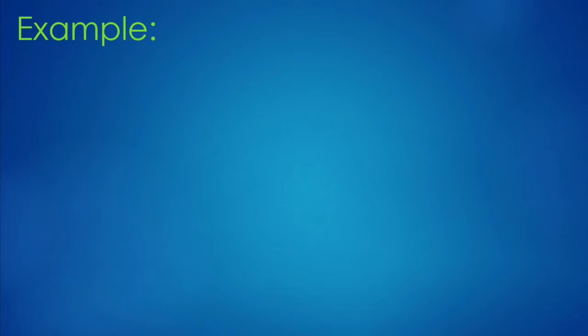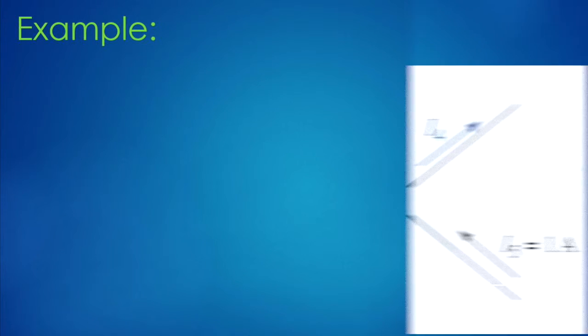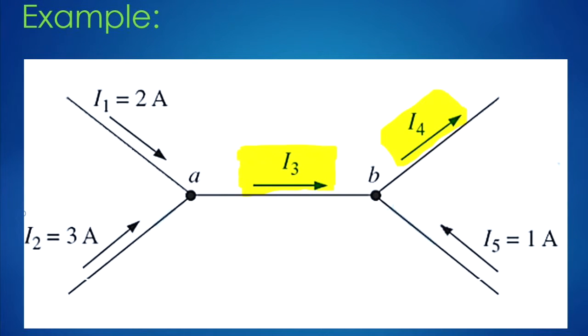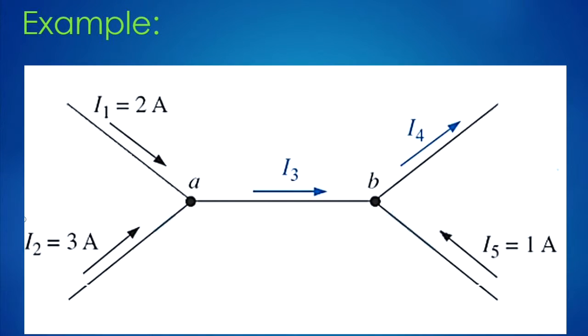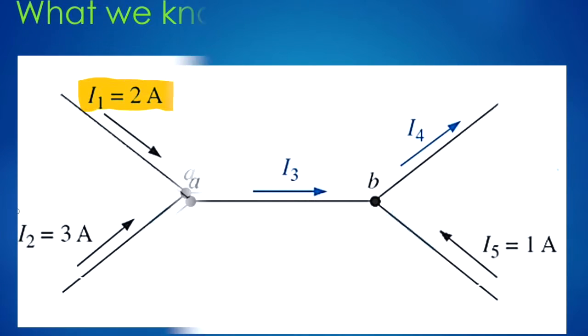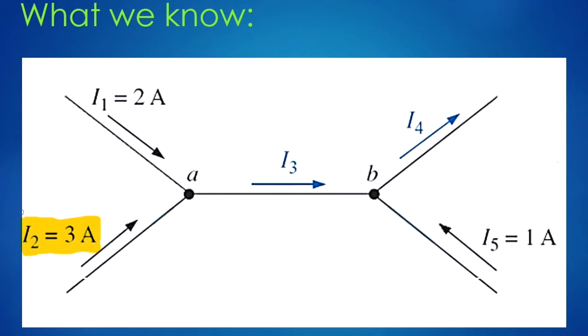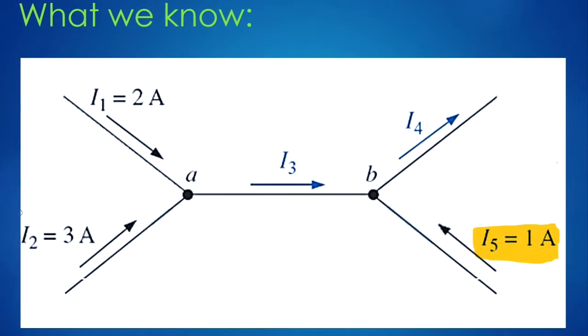One example of the application of KCL and these assumptions is demonstrated in the following section of a circuit, where we are asked to calculate the currents I3 and I4. To start, we know from the information provided that I1 equals 2 amps, I2 equals 3 amps, and I5 equals 1 amp. Now we can write the KCL equations to solve for each current.